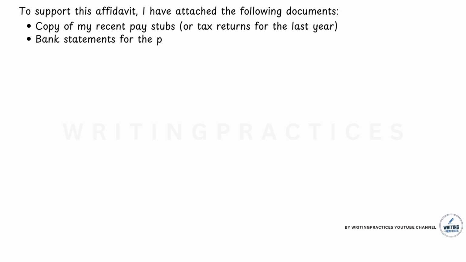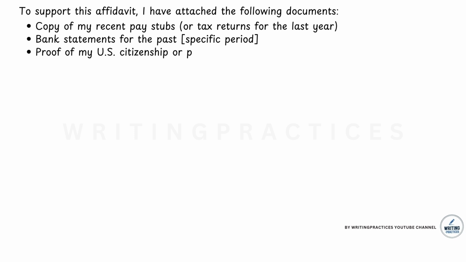Body paragraph 3. Supporting documents. List the documents you're including to substantiate your claims. For example, to support this affidavit, I have attached the following documents: copy of my recent pay stubs or tax returns for the last year, bank statements for the past specific period, proof of my U.S. citizenship or permanent residency, such as passport, green card. Providing these documents gives USCIS concrete evidence of your financial stability, making your affidavit more credible.